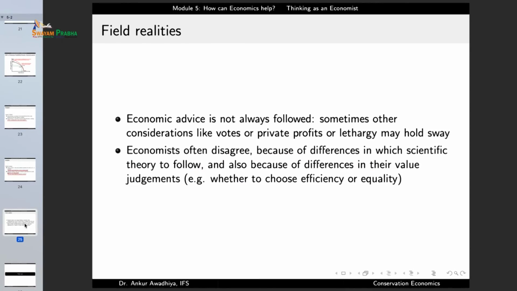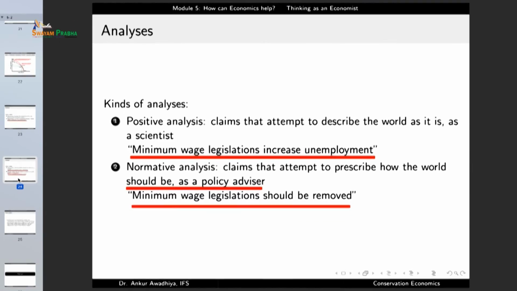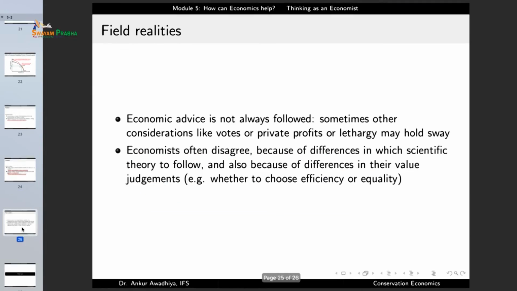Now, all that being said, there are certain field realities also that we need to be aware of. Economic advice is not always followed. Sometimes other considerations such as votes or private profits or lethargy will hold the sway. So, if there is an economic analysis that says that minimum wage legislations should be removed, it does not mean that the minimum wage legislations will be removed because we also have to look at other factors such as politics or the level of society of that area and so on.